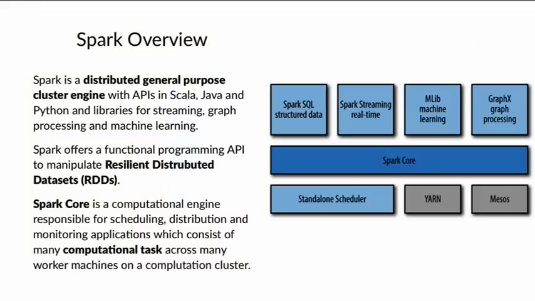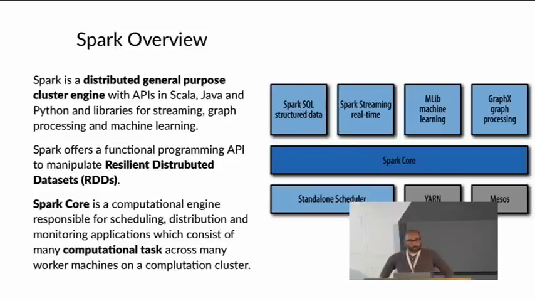So what is Spark? Spark is a distributed general purpose cluster computation engine. It's written in Scala, runs on the Java virtual machine, and has APIs in Java, Scala, and Python. And it provides a streaming API and a batch processing API. Based on Spark Core, there's the MLlib machine learning library, and it has another library for graph processing. The basic functionality of Spark is provided through resilient distributed datasets. I'll come to this later.